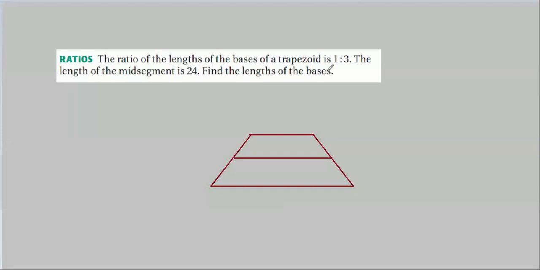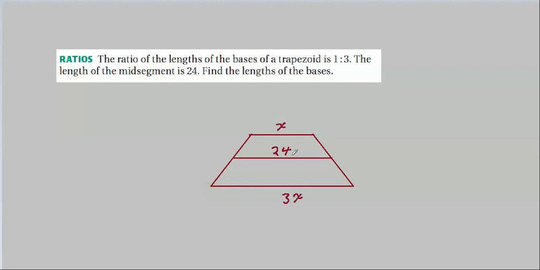Now here's one where we have to use our midsegment for trapezoids theorem again. This one is 24, they say. And all we know about the bases is that one is 3 times the size of the other. So I really don't think I drew this to scale. I don't think this is 3 times that. But this is x, this is 3x.